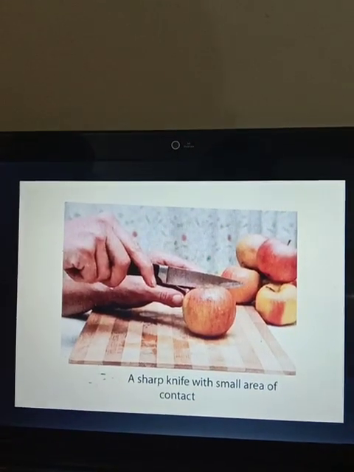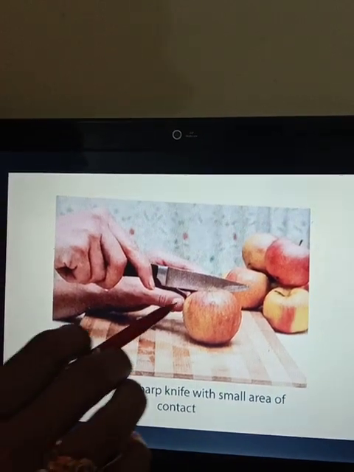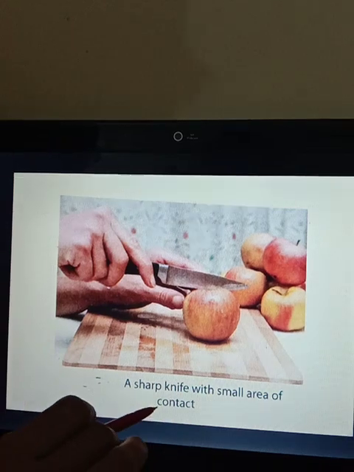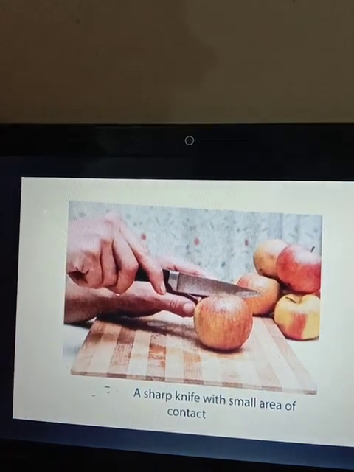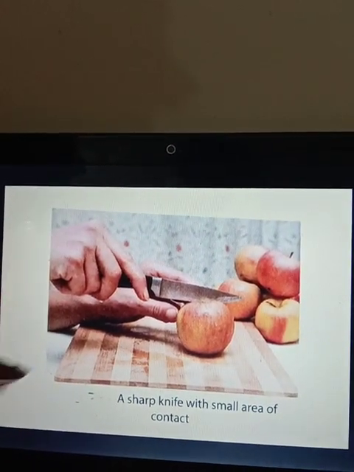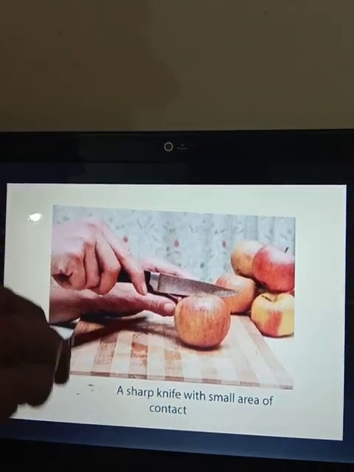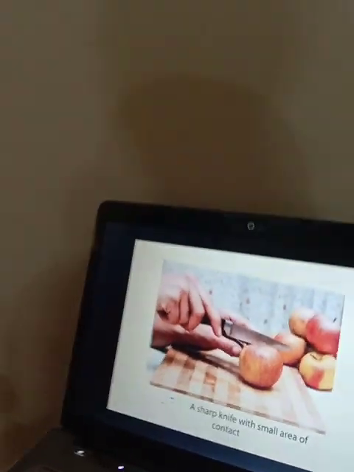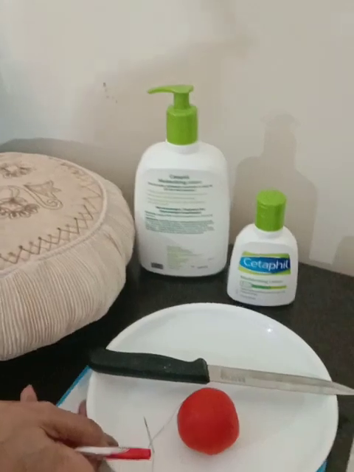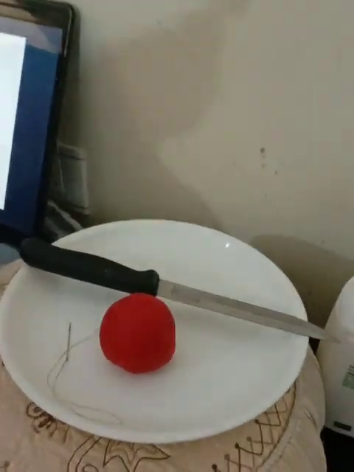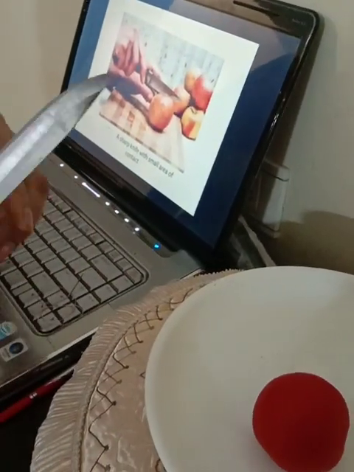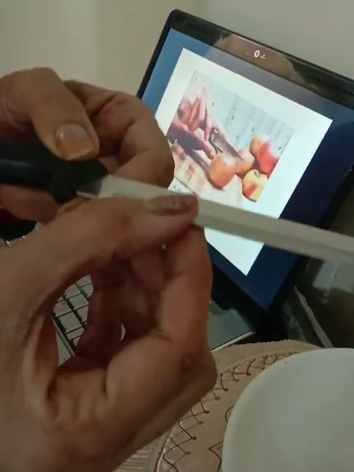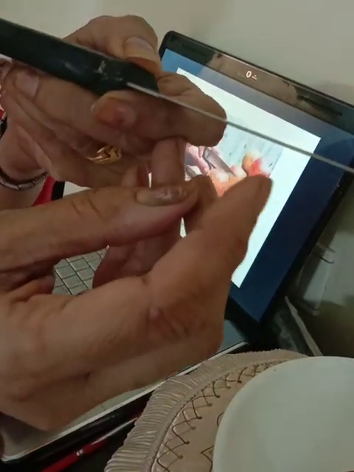Further you see here, a sharp knife with small area of contact cuts the fruit and vegetables easily. But if the knife is blunt, it becomes rather difficult. I can show you this practically also. You can see here, I am carrying out two practicals. First of all, I will show you the area in contact.